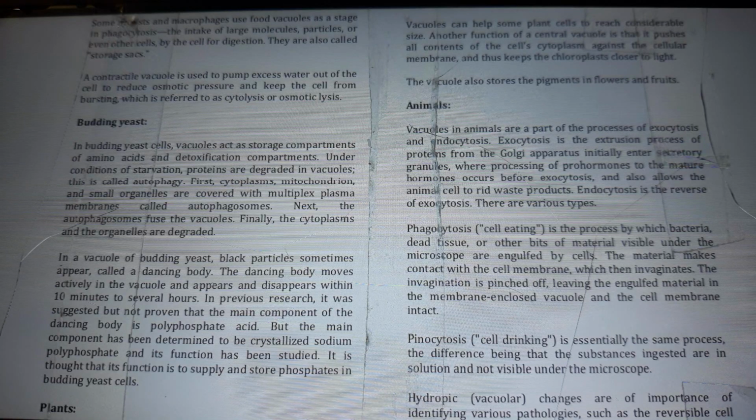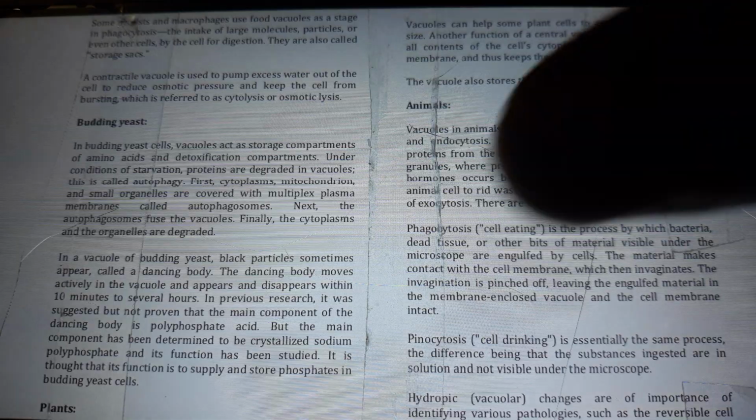Vacuoles in animals are a part of the process of exocytosis and endocytosis. Exocytosis is the extrusion process of proteins from the Golgi apparatus, initially either in secretory granules, where processing of prohormones to the mature hormones occurs before exocytosis, and it also allows the animal's cell to rid waste products. Endocytosis is the reverse of exocytosis.